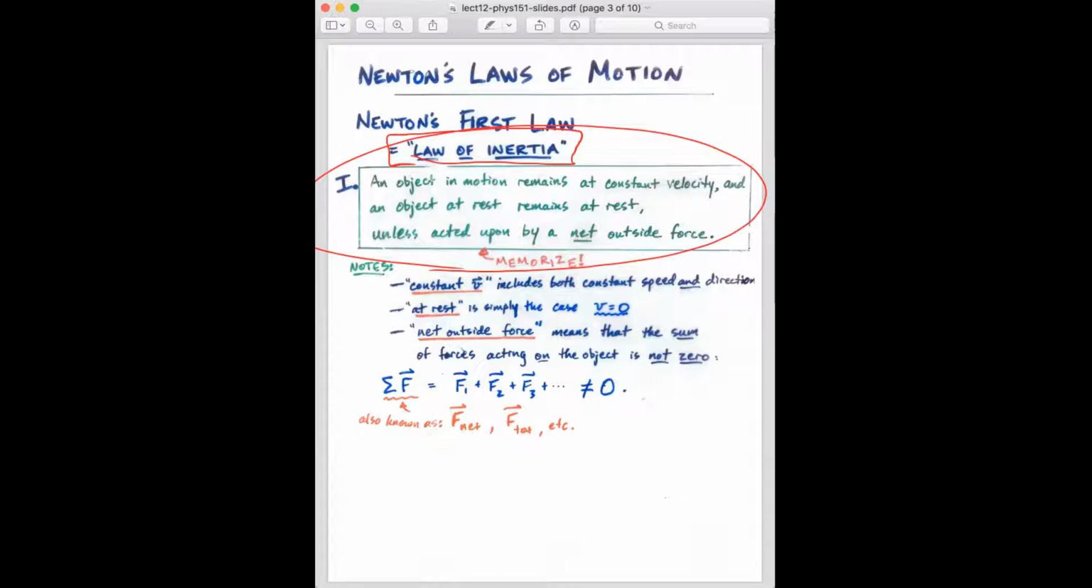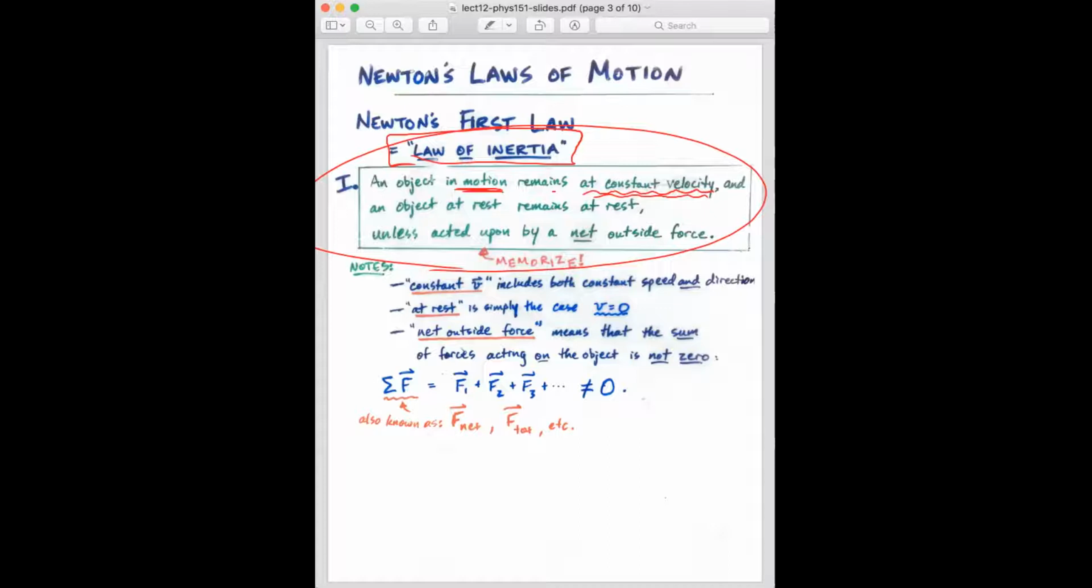The term motion here is a little vague for me, and in fact, we can be more specific than that. So I've reworded that here a little bit to say an object that is moving, right? In motion means an object that is moving will do so at a constant velocity. So constant velocity is actually more informative, right? Remember, velocity is both speed and direction. So constant speed and constant direction.